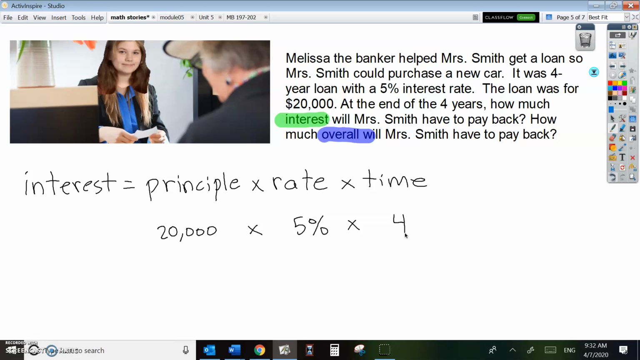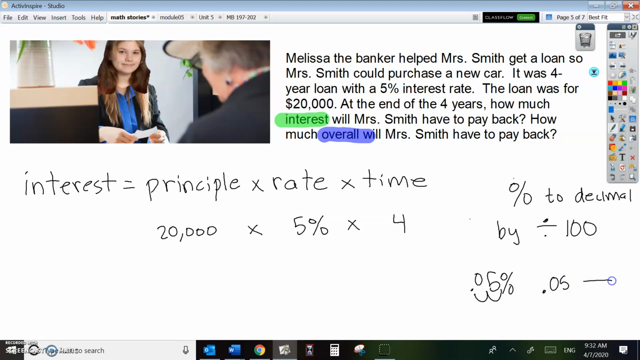When you work with a decimal and a percent, you need to first convert the percent to decimal by dividing by 100. That means you go twice to the left. 5%, move it twice to the left and you get 0.05. 0.05 is the same as 5/100. Remember, percent is some amount over 100, so 0.05 is the decimal that we want to use.